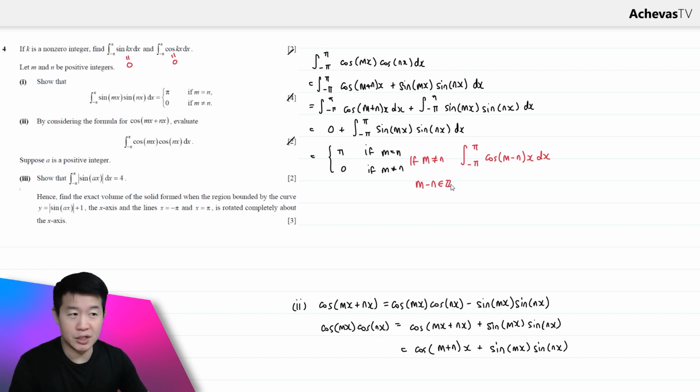a non-zero integer, right? Because m is not equal to n, and m is a positive number, n is also a positive number. So m minus n, it can be a positive integer or a negative integer, but it is just not 0. And from the previous part, we know k, which is a non-zero integer, when it is inside this, cosine of a non-zero integer of x from minus pi to pi is going to give me a 0. That is why we can see this as if it is integration from minus pi to pi of cosine of a non-zero integer value of x. From the previous part, this is equal to 0. Okay?